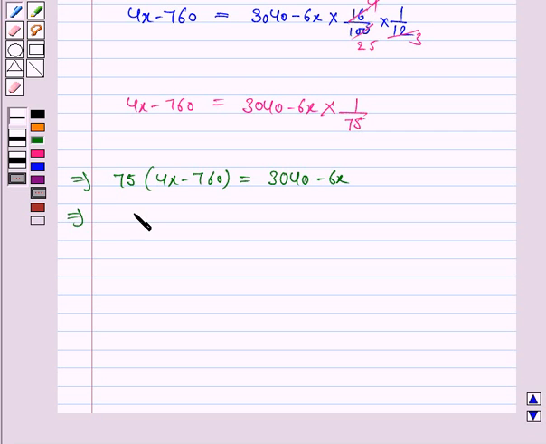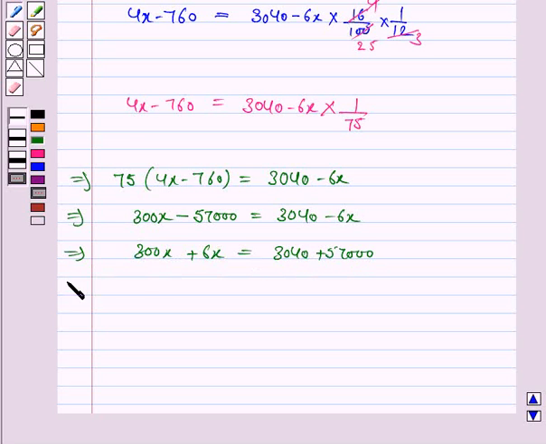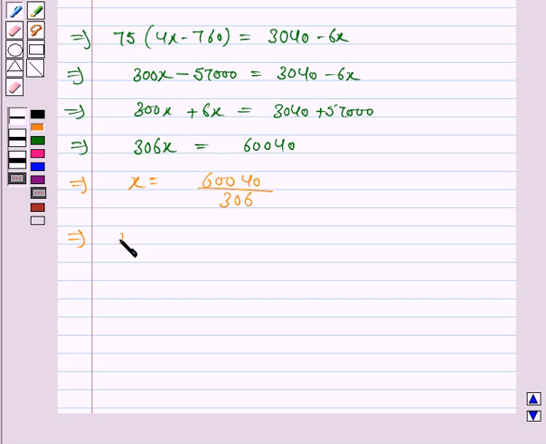Now cross multiplying, we have 75 into 4x minus 760 is equal to 3040 minus 6x. Now 75 into 4x is 300x. 75 into minus 760 is minus 57,000 is equal to 3040 minus 6x. So this implies 300x plus 6x is equal to 3040 plus 57,000. So this implies 306x is equal to 60040. Adding these two, we have 60040. So this implies x is equal to 60040 upon 306.